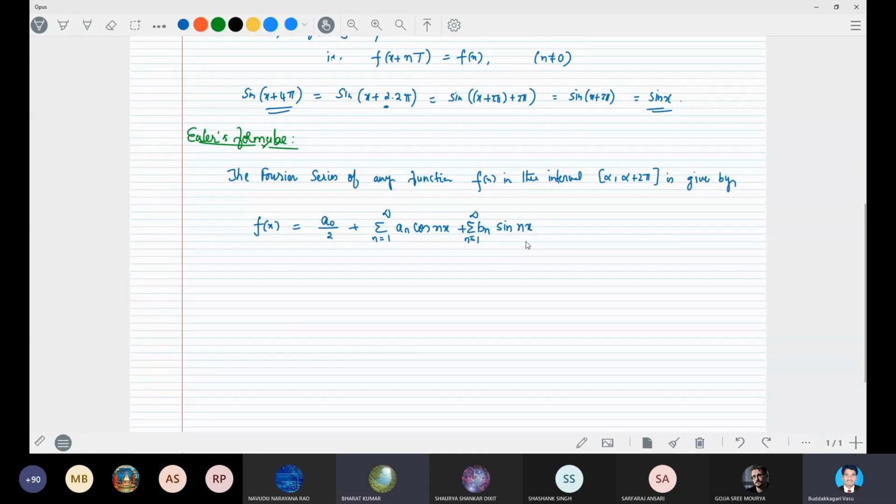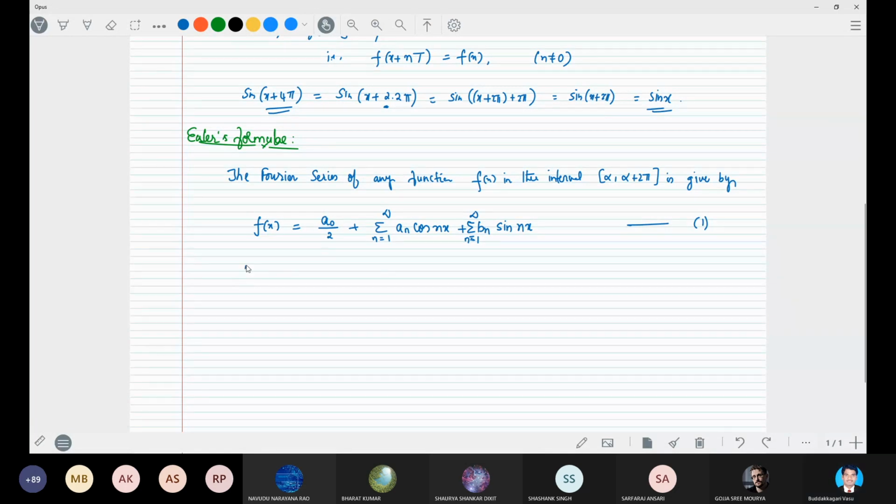Sir, why is the first term a naught by 2? Why can we not write it as just a naught? You may write it as a naught also, because we are giving uniformity to the coefficient values, so a naught and a_n are represented in the same way.